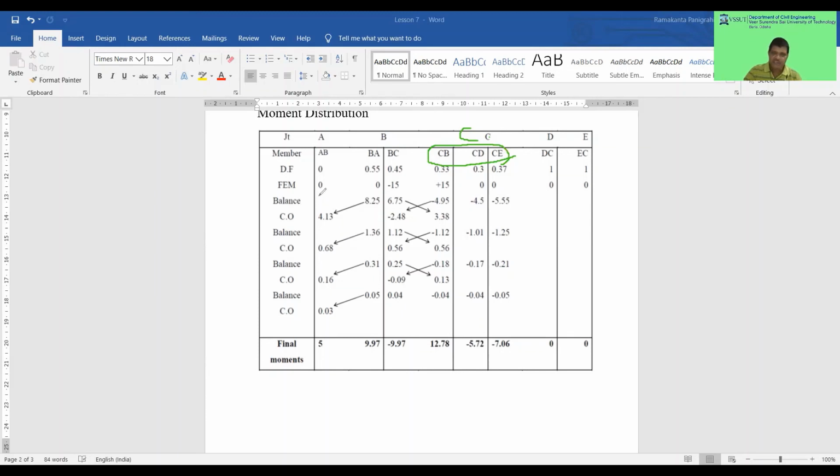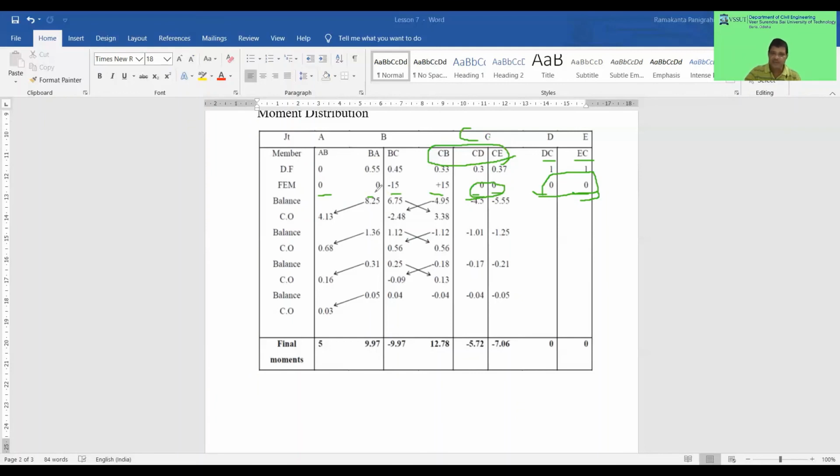Now write the fixed end moments: 0, 0, minus 15, plus 15, 0, 0, 0, 0, everywhere 0. Since at the members DC and EC the moment is already 0, there is no need to release the moment and balance it again. Had there been some loads creating fixed moments, then we would first balance those, then proceed with the problem. Here, since it is already 0 and there is no load on these spans, we should not worry about that.